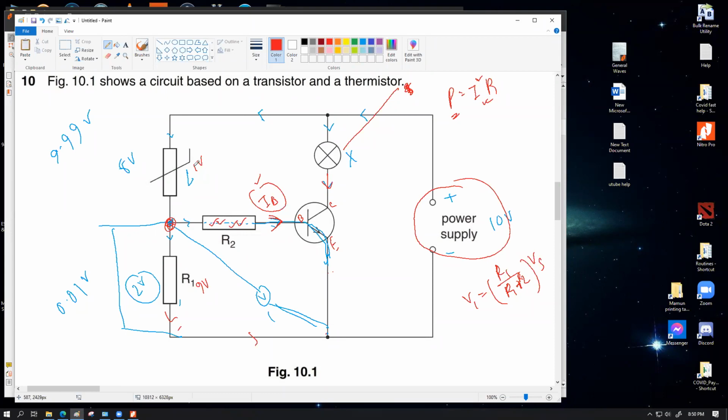So when this is happening, this is 1 volt, this is 9 volt. A significantly larger current will flow through this branch current compared to when it was 8 volt and 2 volt, and that will open up the collector emitter branch for a very significantly large current to flow through this path, and that will make the bulb glow.